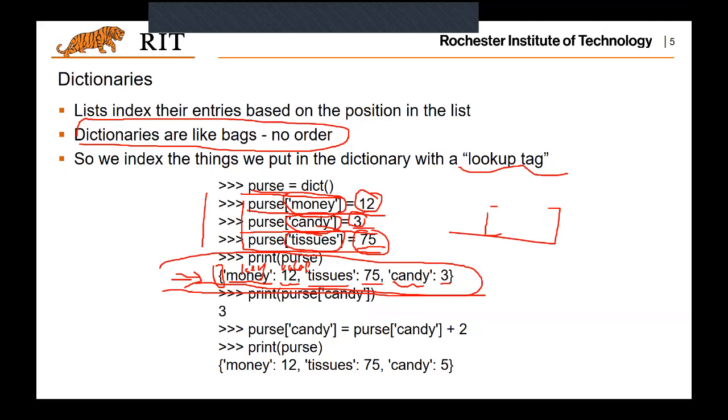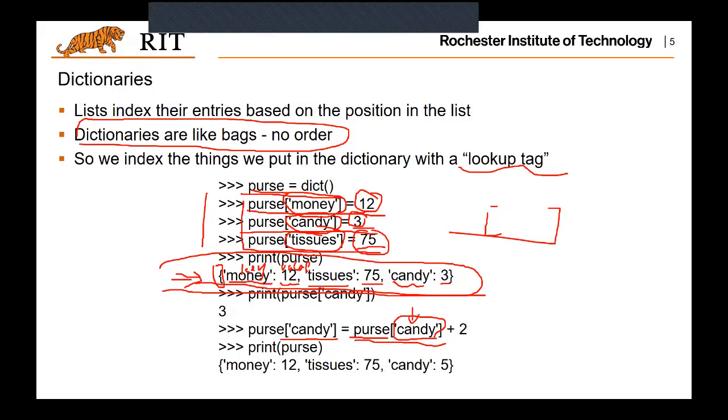Basically, what you just do is, okay, I want to increase the number of candies. Currently there are 3, but I put another 2 there. So I just want to update the count of candies. It's similar to how you use a list, but instead of putting an index here, you just put the key of this dictionary inside this square bracket.